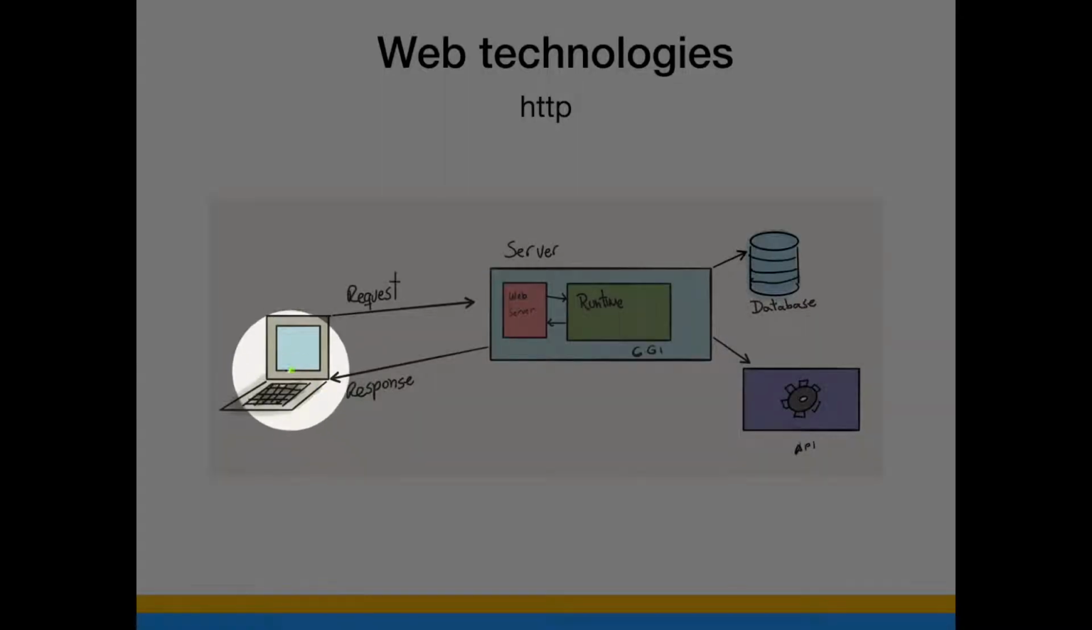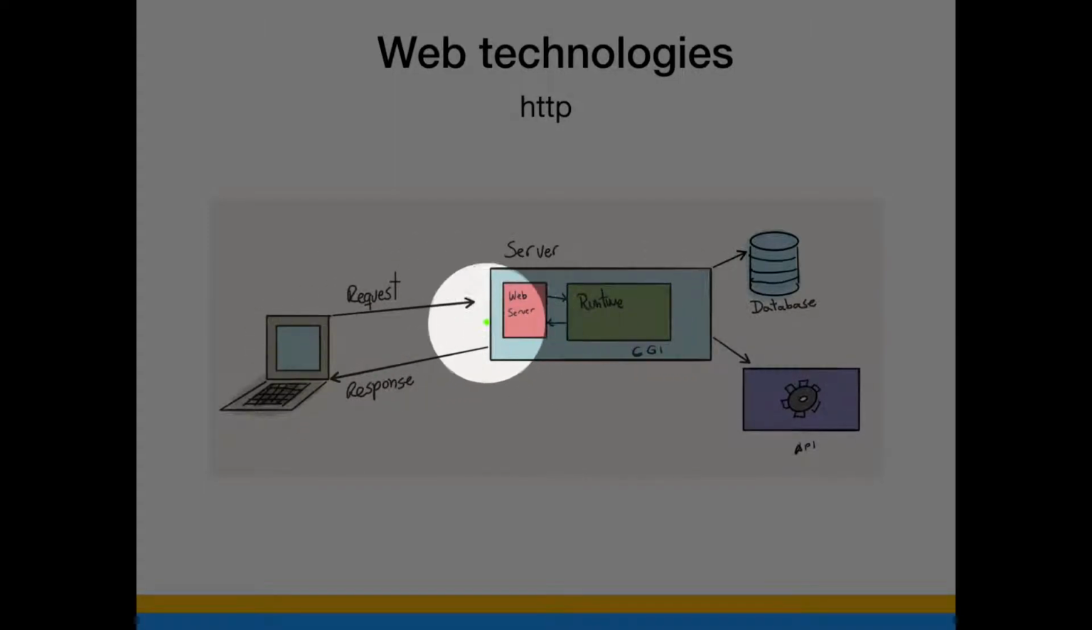The idea is very simple. There is a client and there is a server. The client sends a request to the server and the server processes something. There are multiple layers, and I'll explain this in a second. But ultimately, the server sends a response. It's a very simple transfer protocol.